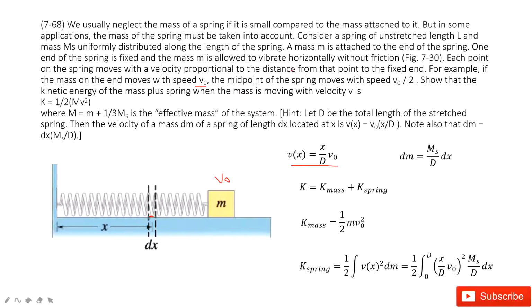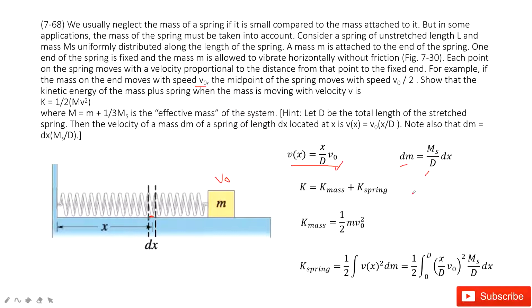Agree? This problem tells us the velocity is proportional to the distance from that point to the fixed end. So this is x divided by d, the total length, and then times v0. Agree? And then how much mass for this small fraction? Because we cut it into small fractions, and the mass is uniformly distributed, the density for the mass is the mass m divided by the total length d, and the length of this small fraction is dx. So the mass for this small fraction is dm. Do you agree with this?